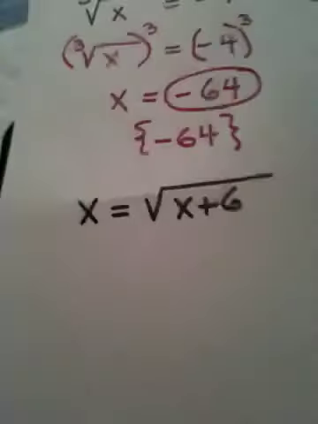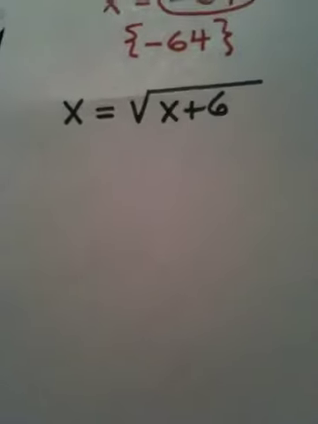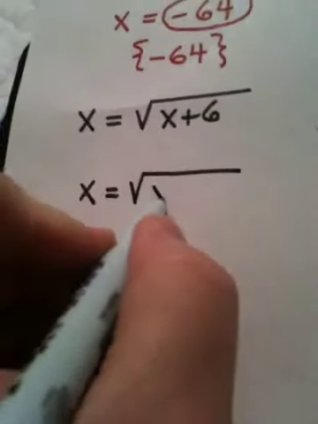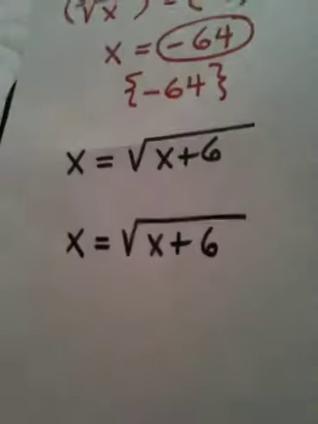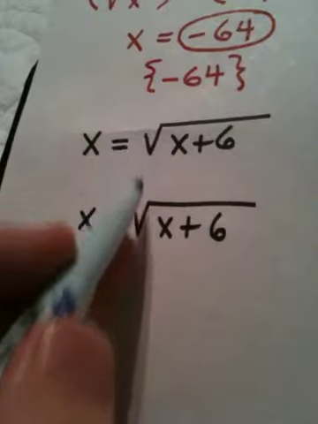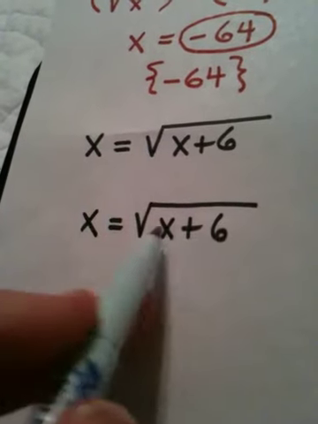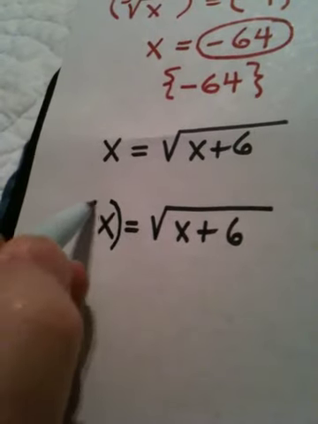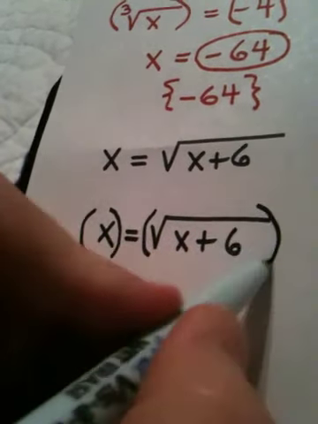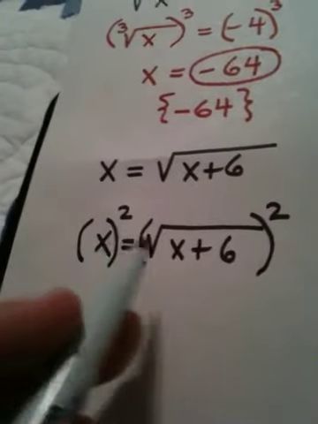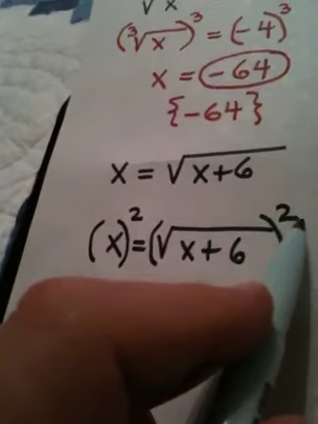Now, here's another equation. Let's look at this one. x equals the square root of x plus 6. Okay, there's my original equation. Now, the index here is a 2. The radical is alone. What I do to both sides of the equation, I raise both sides of the equation to the second power. We're undoing square rooting by squaring.